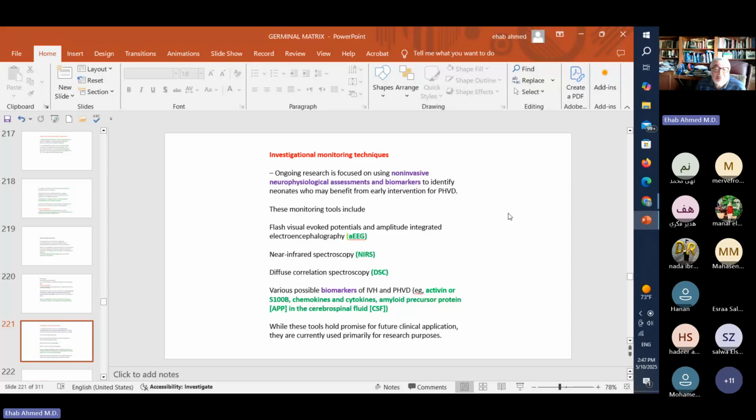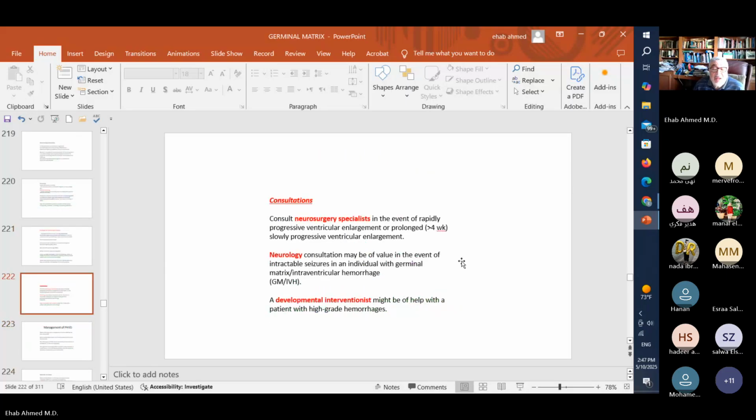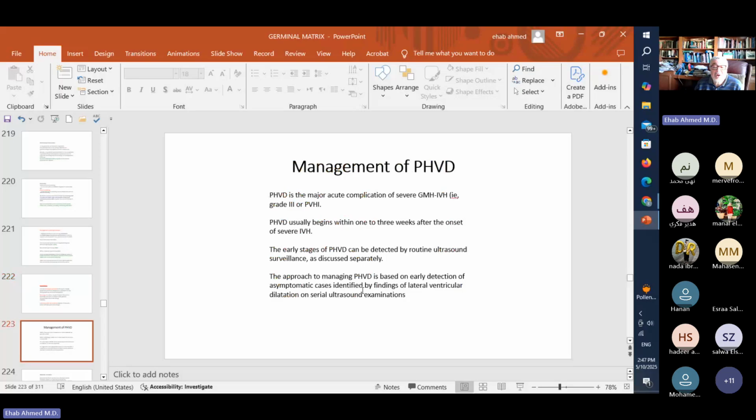And then some investigational interventions. I believe we might need integrated EEG if the baby is having seizure. Near infrared spectroscopy and diffuse correlation spectroscopy are investigational procedures, looking for biomarkers, as I said before. And then consultation: you should consult the neurosurgeon and the neurology. And then developmental intervention to see the baby after discharge.